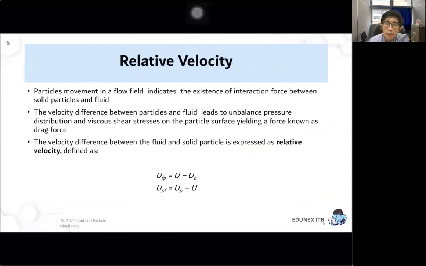So basically, when particles are flowing together with the fluid, for example, in the gas or in the liquid, there will be differences in velocity. And the velocity in fluid and solid particles, normally we use the terms relative velocity. It's the difference between the particle, the solid, and the fluid. So depending on which one is higher, you can always calculate the relative velocity, or sometimes we call it slip velocity, and the value is always positive. So depending on which one is higher.